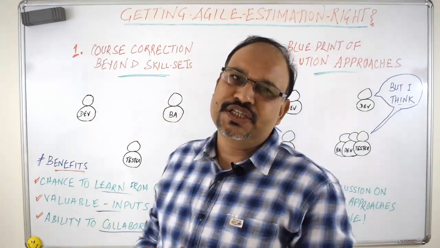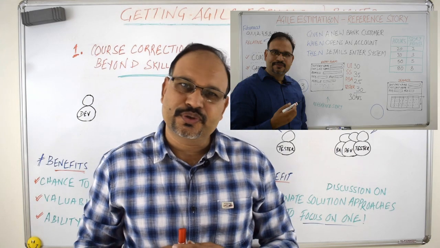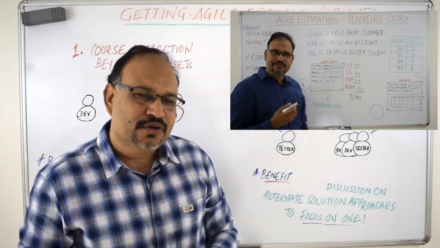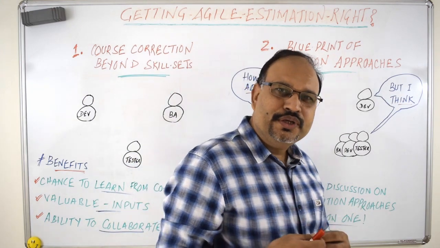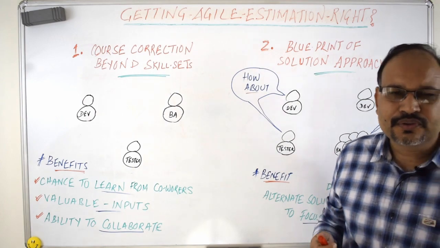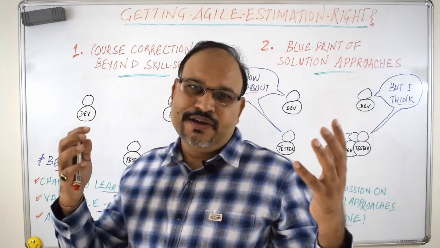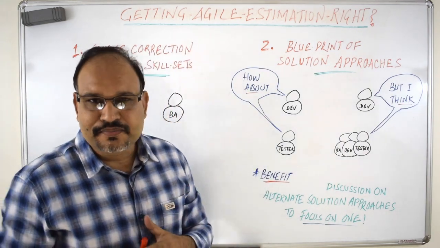This video is the extension of my earlier video on Agile Estimation using reference story. In that video, I talked about how to use a reference story to estimate the rest of the stories in the product backlog. I also explained the story point estimation technique at a high level with some real life examples.